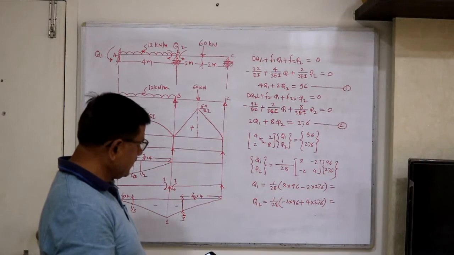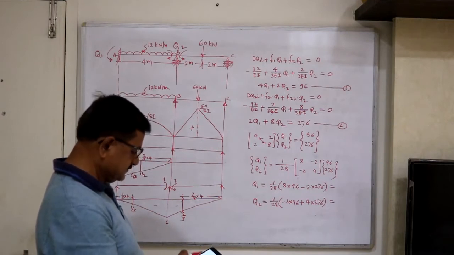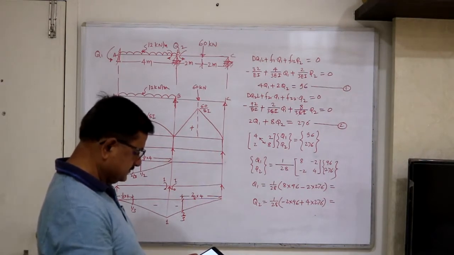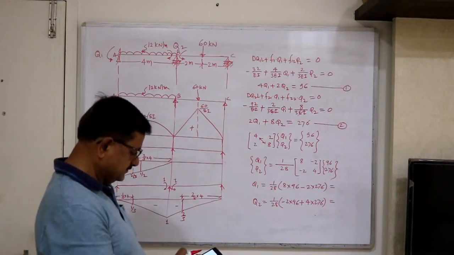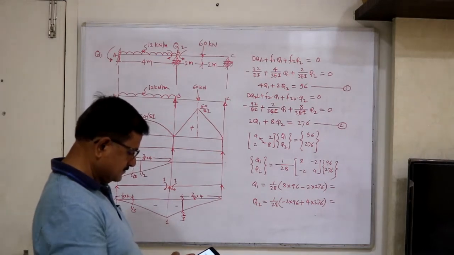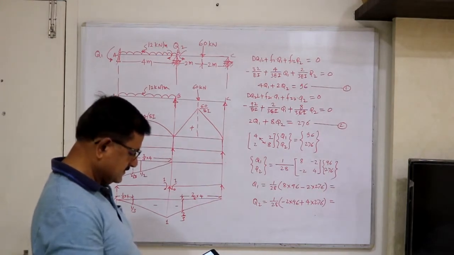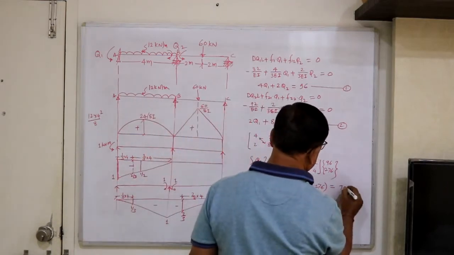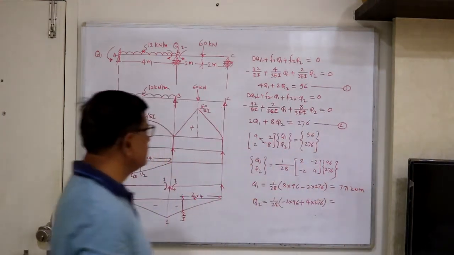So first one is 8 into 96 minus 2 into 276, divided by 28, 7.71. So this comes out to be 7.71 kilonewton meter. So the answer is positive, meaning the assumed direction is okay.